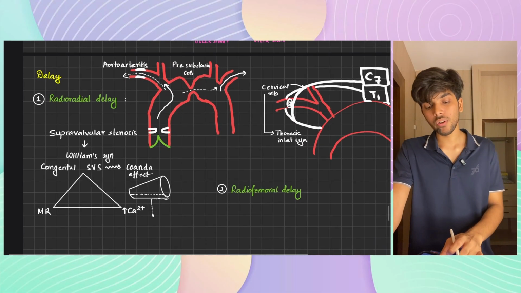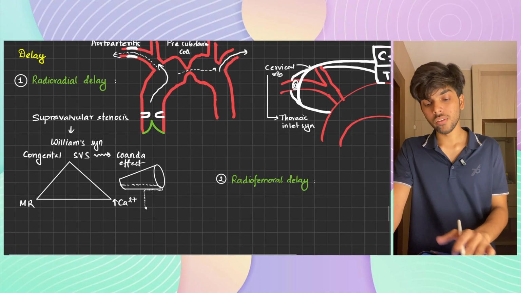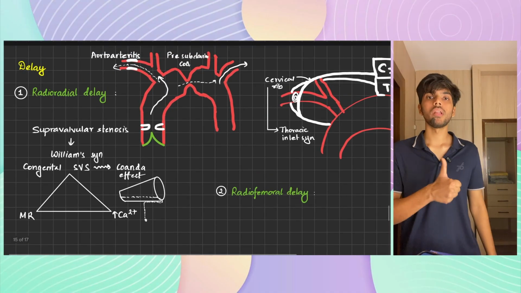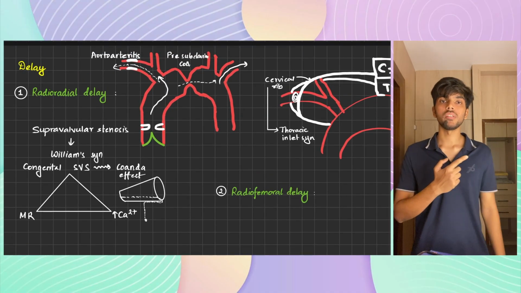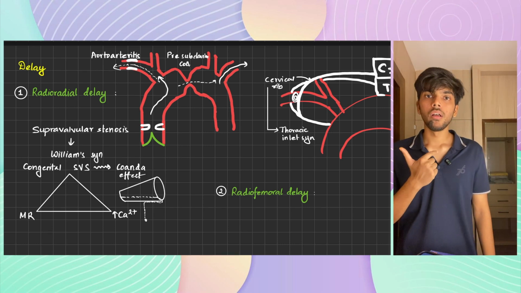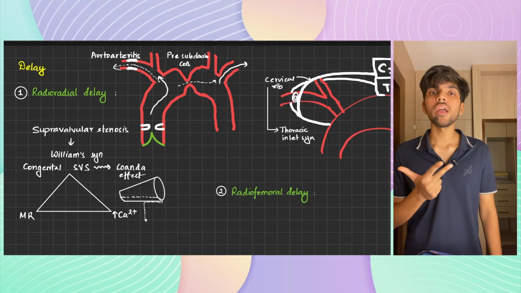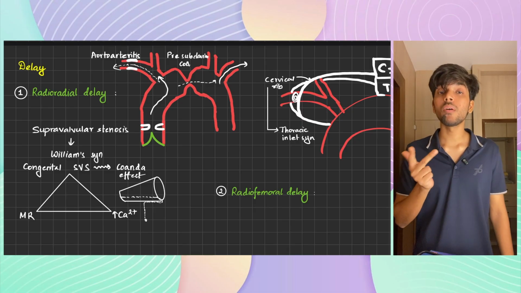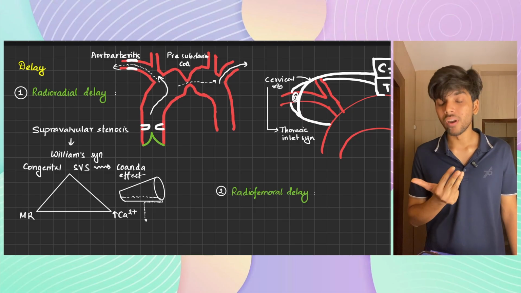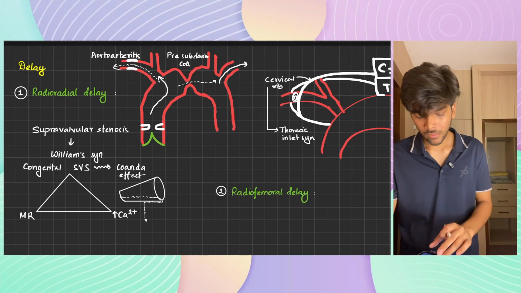So the causes of radioradial delay are: number 1, supravalvular stenosis. Number 2, aortoarteritis or pulseless disease. Number 3, coarctation of aorta but pre-subclavian. And number 4, cervical rib.